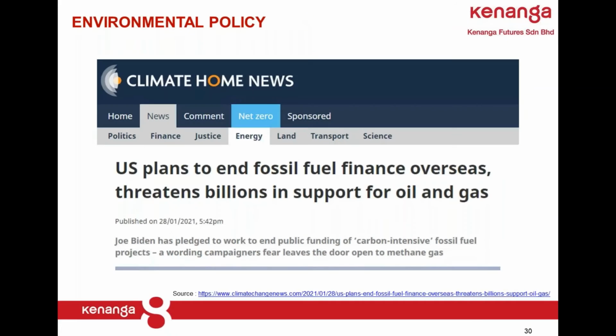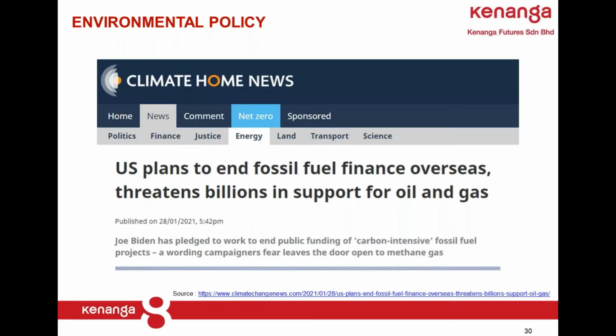The next factor will be on the environmental policy. Why environmental policy is one of the factors is because, without a doubt, natural gas is still a non-renewable source of energy, and it is still a type of fossil fuel that is going to emit greenhouse gases. It's just that it is the cleanest amongst all the fossil fuels, but it still has some environmental impact.